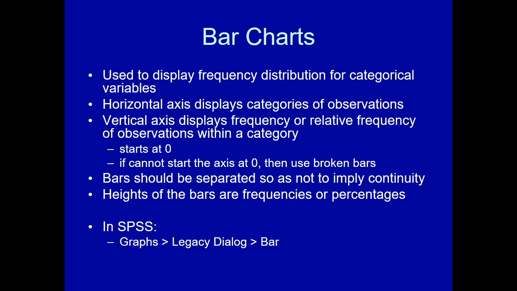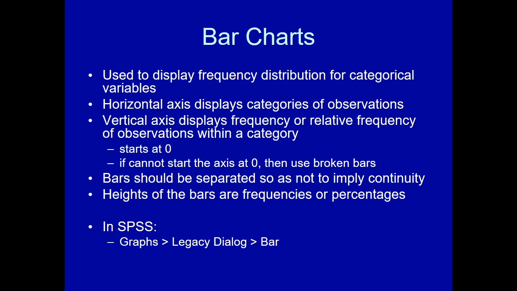The next one we're going to talk about is bar charts. Bar charts are used to display categorical data. The horizontal axis represents the categories for your observations, and the vertical axis displays the frequency or relative frequency of observations within the category. If it starts at 0, that's what you want. If you can't start the axis at 0, if that would take up too much room in a journal article or something, you want to make sure you use broken bars to show your audience that there is a lot more information that is missing. But ideally, you want to have that start point at 0.